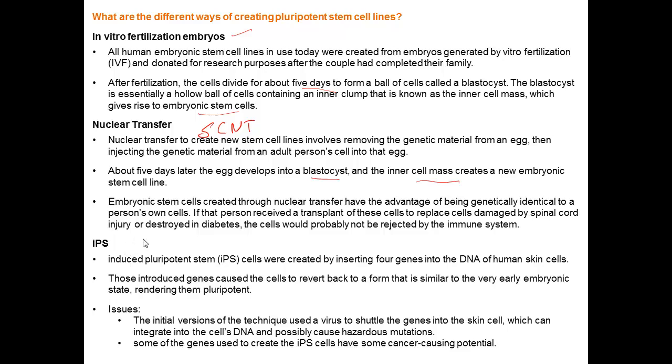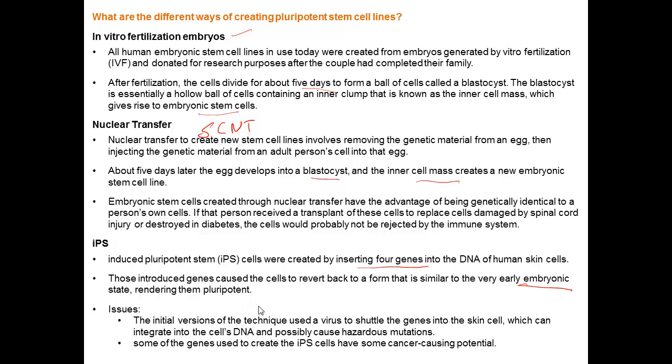The third method is the induced pluripotent stem cells, and those are created from adult cells like epithelial cells. We're going to insert 4 genes in addition to the existing genome of a skin cell. These 4 genes are primarily transcription factors. They cause the expression of lots of genes which will dedifferentiate a cell, meaning take a differentiated cell and put it back in a pluripotent or embryonic state. And then these cells are able to generate other lineages and other types of tissues.